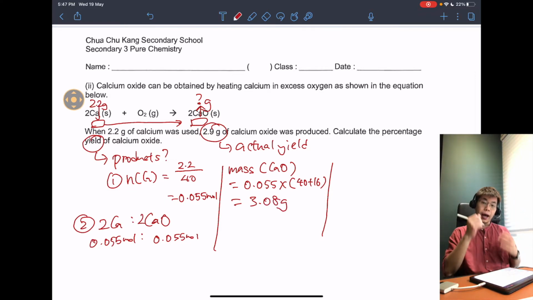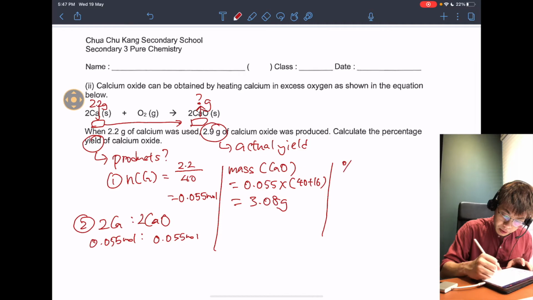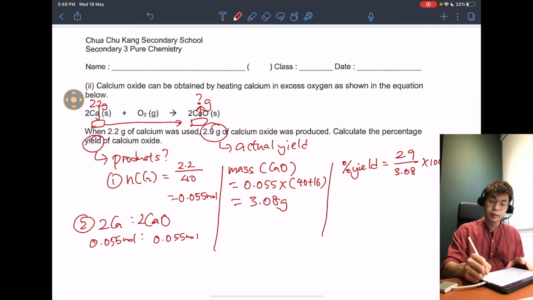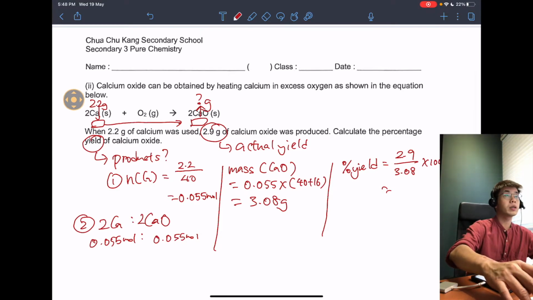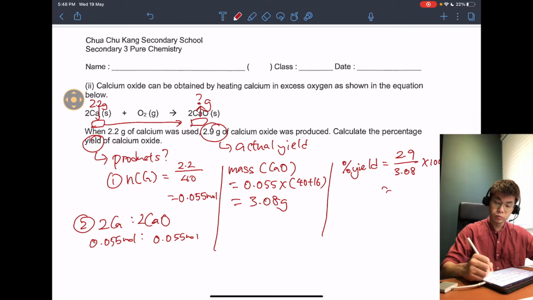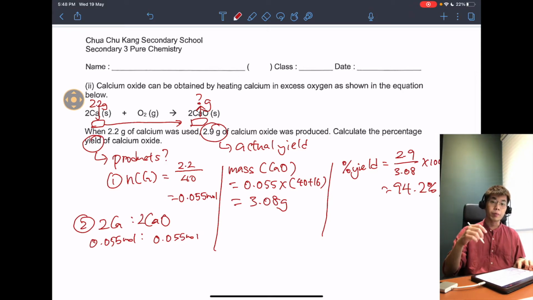So 0.055 times 56 is 3.08 grams. I have calculated that I should get 3.08 grams, but I only got 2.9, right? So the percentage yield is equal to actual 2.9 divided by calculated 3.08 times 100%. So 2.9 divided by 3.8, no, wrong, 2.9 divided by 3.08, is equal to 94.2% yield. When you work in a chemical company, we always want to make sure that our yield is as high as possible and the purity of our product is as good as possible. That's why calculating percentage yield is very important.